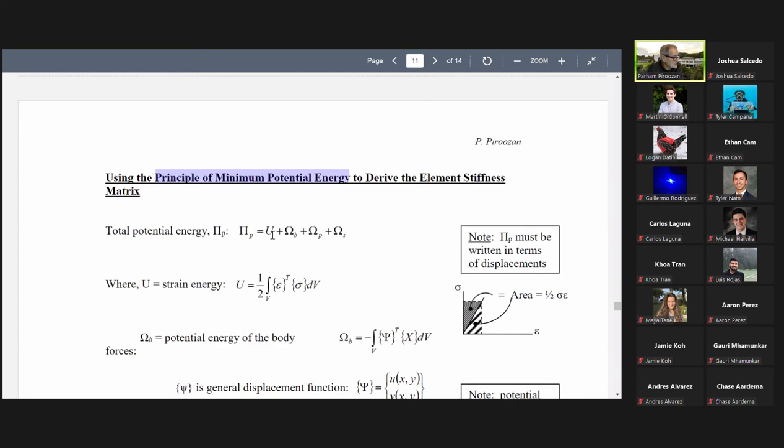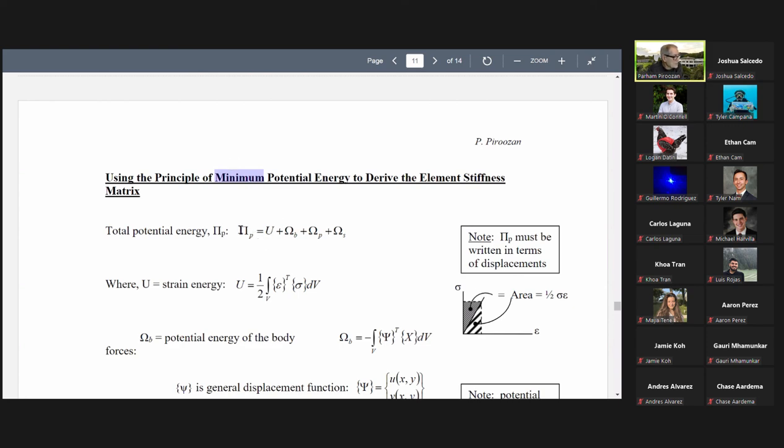Total potential energy is strain energy, U, plus potential energy due to body forces, plus potential energy due to concentrated nodal forces, plus potential energy due to surface or traction forces. All of them together create the total potential energy. This total potential energy has to be minimum. For a structure to be in equilibrium, its potential energy must be minimum.